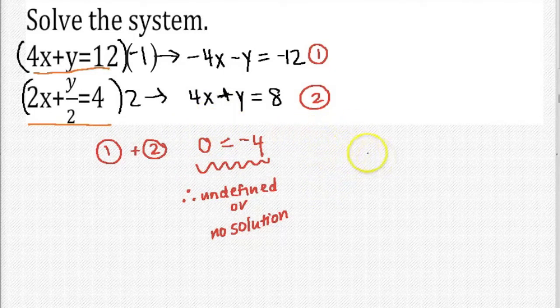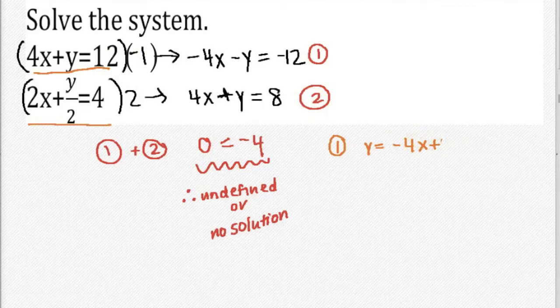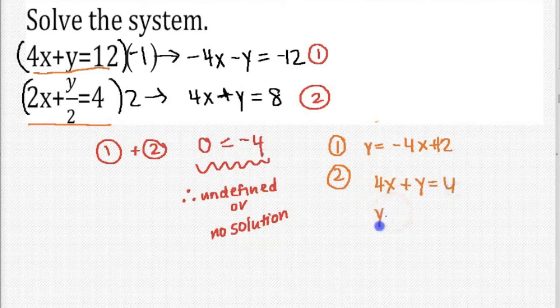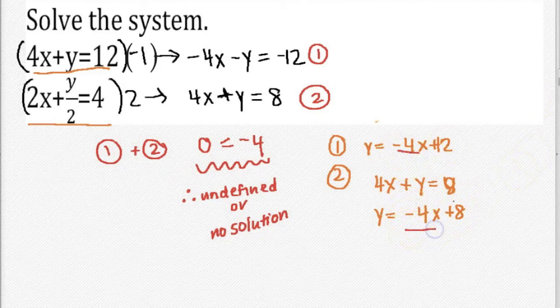And we can even check to see if they're parallel. This is the first equation. We get y equals negative 4x plus 12. Then the second equation, we're going to multiply by 2, so 4x plus y equals 8, and we get y equals negative 4x plus 8. Even though the 8 and the 12 are different numbers, we still have the same negative 4 and negative 4 here, which shows that they're parallel lines because the slope is the same.